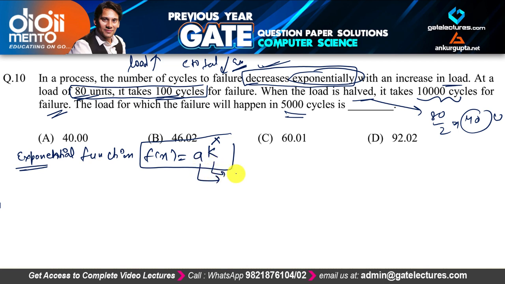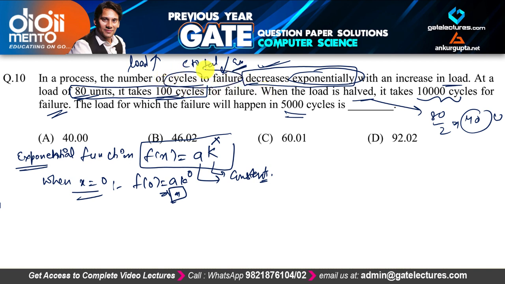So A and k are constants. And when I say x is equal to 0, then I can say that f of 0 is going to be a into k raised to power 0, which is equal to a itself.